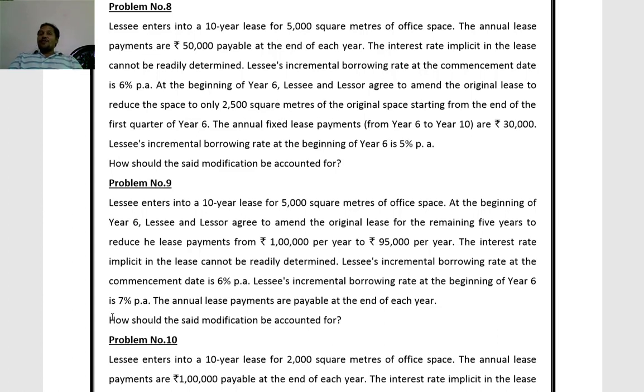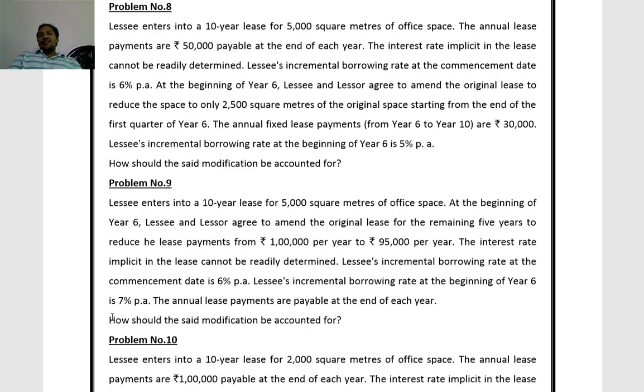If a decrease in scope is there, then we have to analyze it as another category. If a decrease in scope is there, proportionately we have to decrease the liability and right of use of asset. Then the third category is other modification. This is not an increase in scope, not a decrease in scope. This falls under the category of other modification.